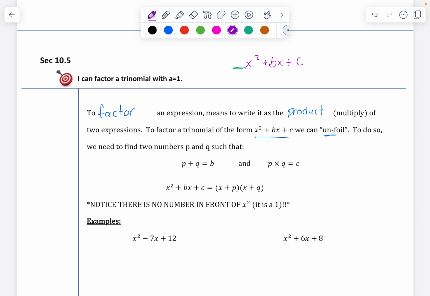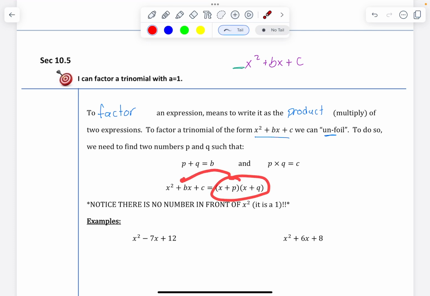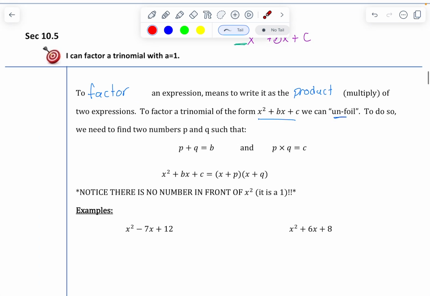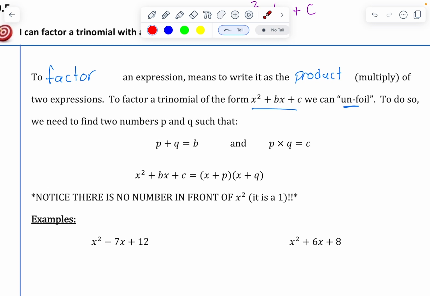Previously we took this part right here. You were given this and used your foil or your box method to get there. Now we're going to do the flip side where we're going to have this, and we're going to find a way to get over here. So we're going to look for two numbers that we're going to call P and Q, where P plus Q add to our B, so that middle number, and our P times our Q multiply to our C.